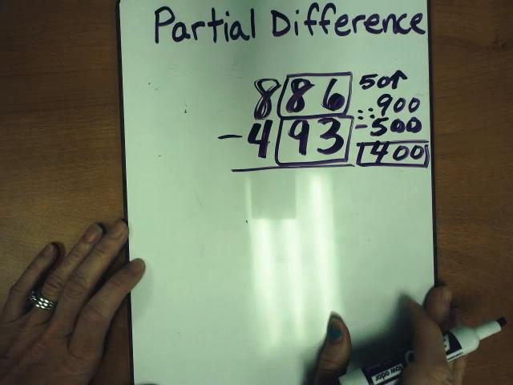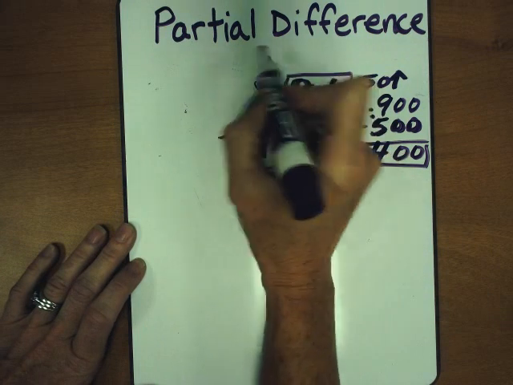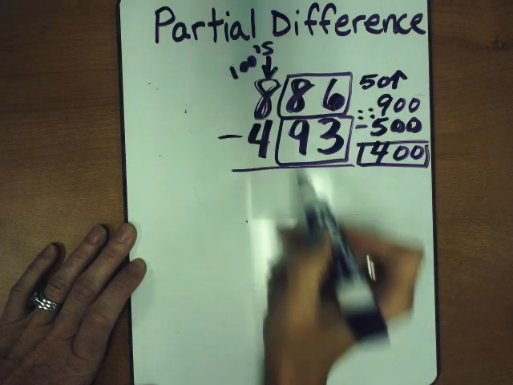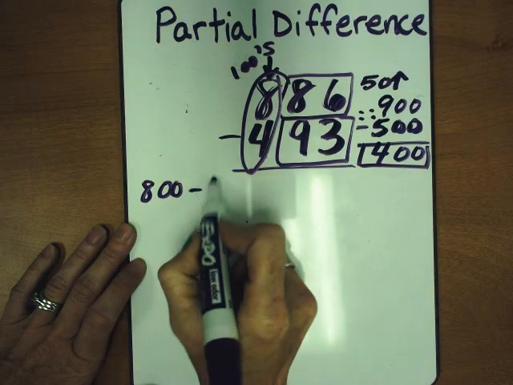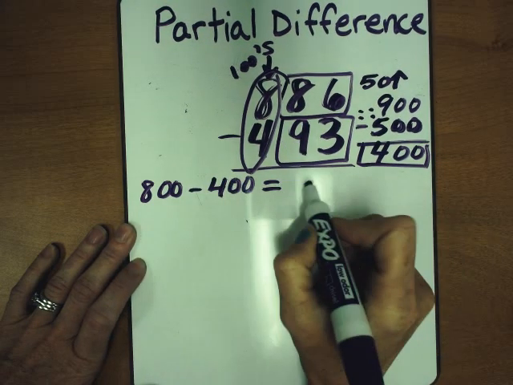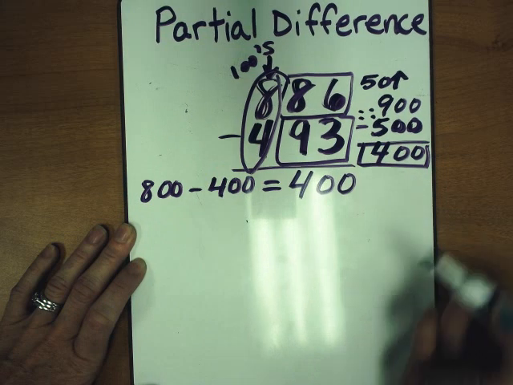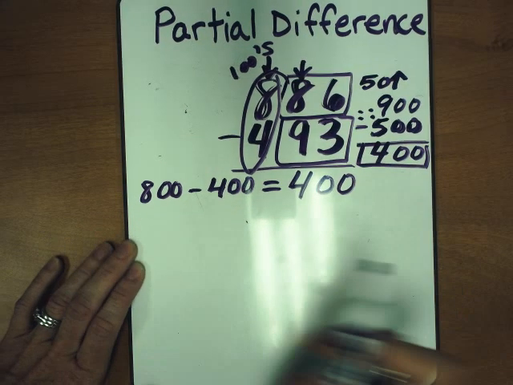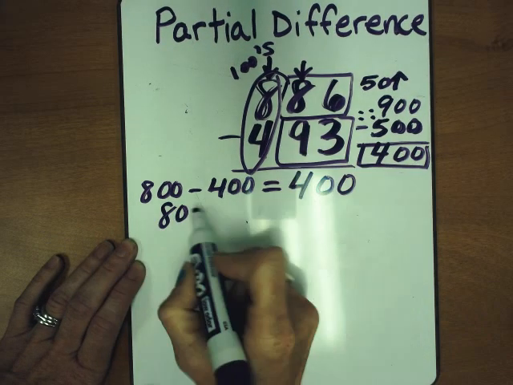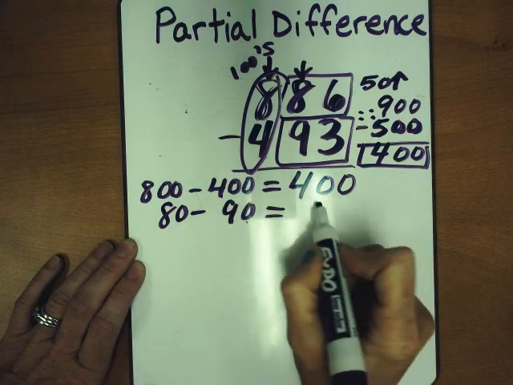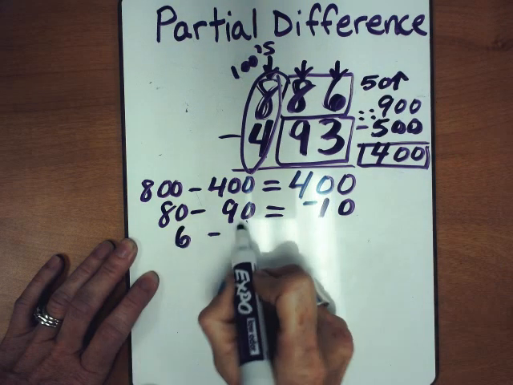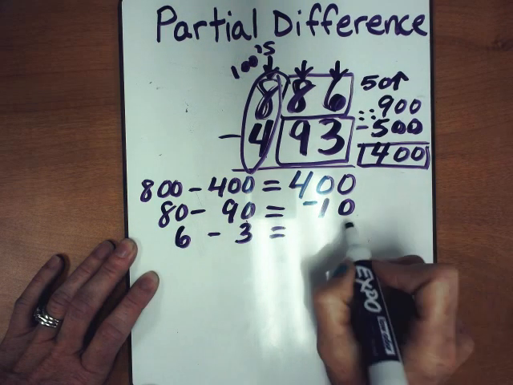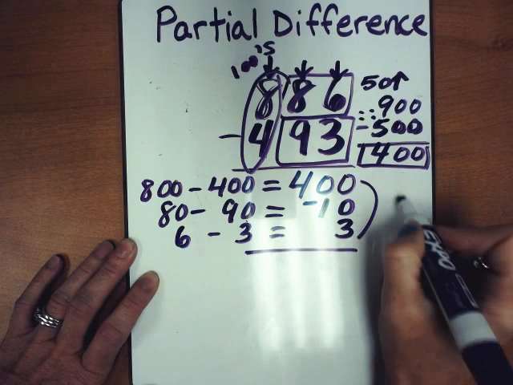For the partial difference problem, we're always going to start in the hundreds place. Looking right here, we're going to take 800 minus 400, which gives us 400. Then we go to the tens place, and we go with 80 minus 90, which gives us a negative 10. And then finally at the ones place, we've got 6 minus 3 equals 3. Now we're going to be adding all those together.